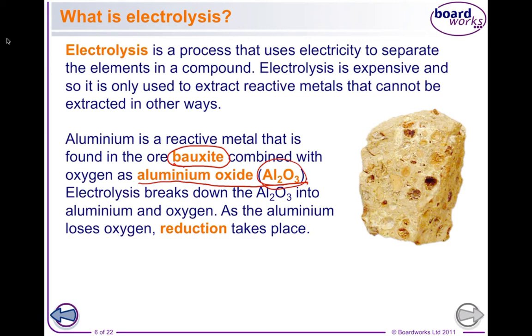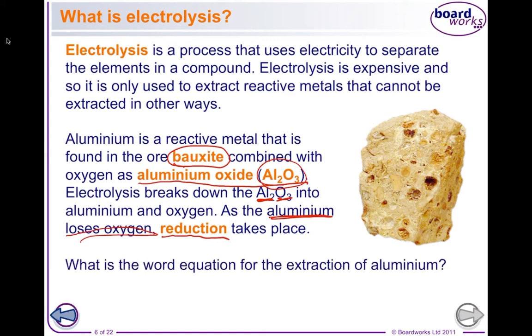Electrolysis is actually going to separate this aluminum from that oxygen. And when this takes place, the aluminum is going to lose oxygen. Anytime a substance loses oxygen, it's called reduction.